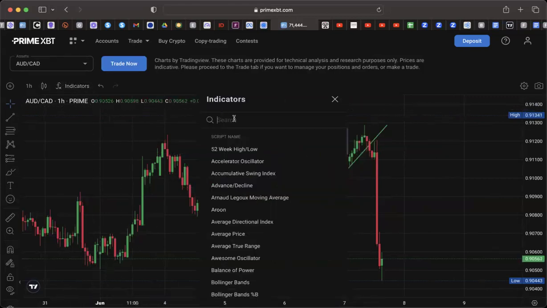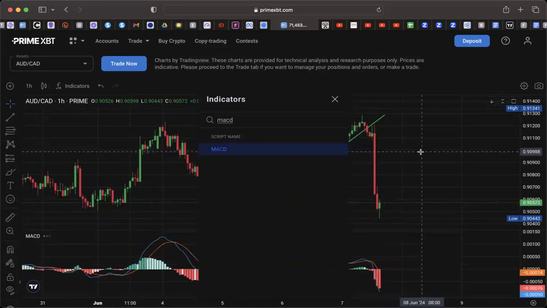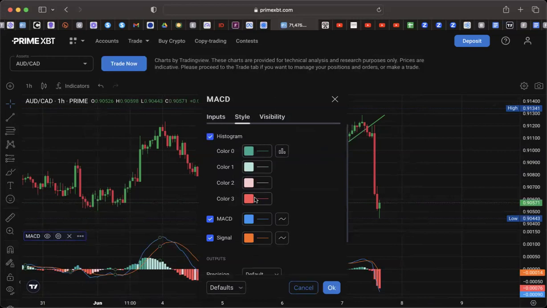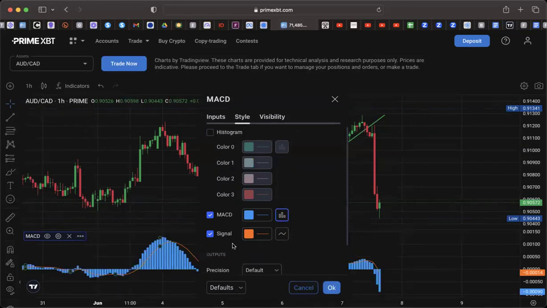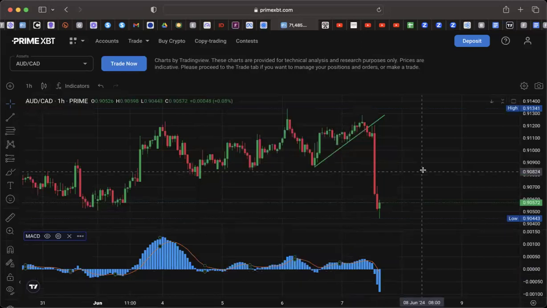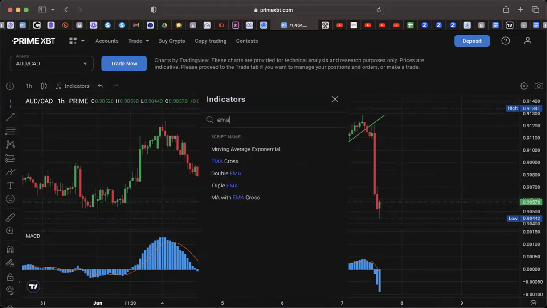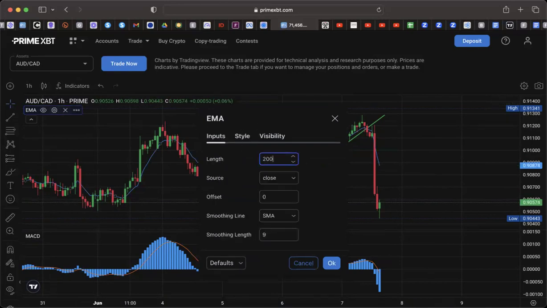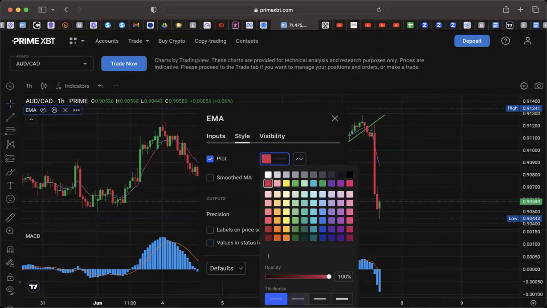So you want to use an indicator. There are a few indicators you can add. Let's say I'm a lover of MACD. I love MACD very well because of volume. So you have no issues. I also like my 200 moving average. It's the red one, make it thicker.